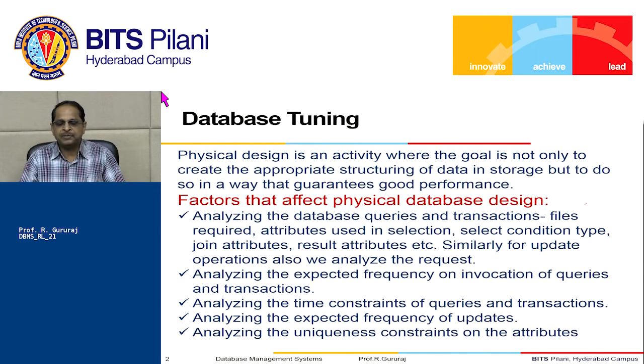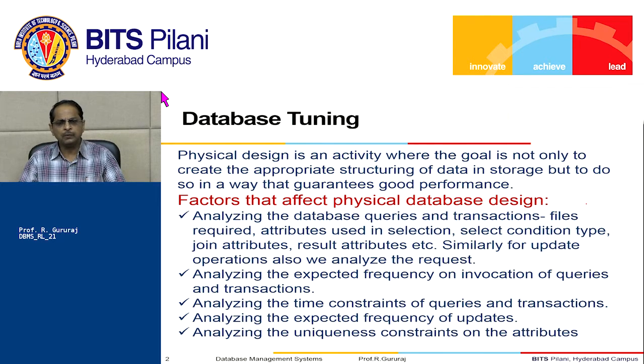The factors that affect physical database design are: we need to clearly analyze the database queries and transactions to understand what files they are trying to access, what attributes are part of the queries and used in the selection, what the selection condition types are, what join attributes are used, and what attributes are required in the result. All these are necessary. Similarly, for update operations as well, we need to clearly analyze and understand the requirements.